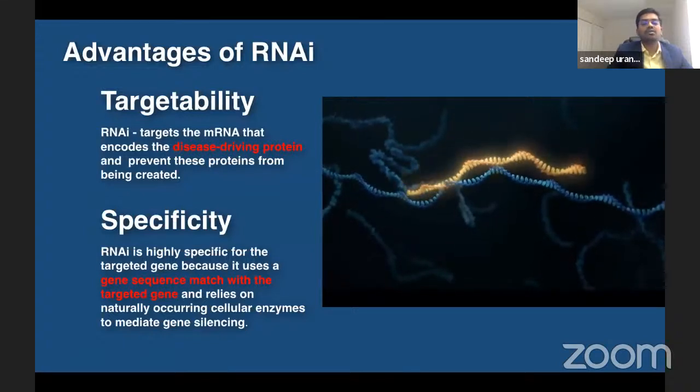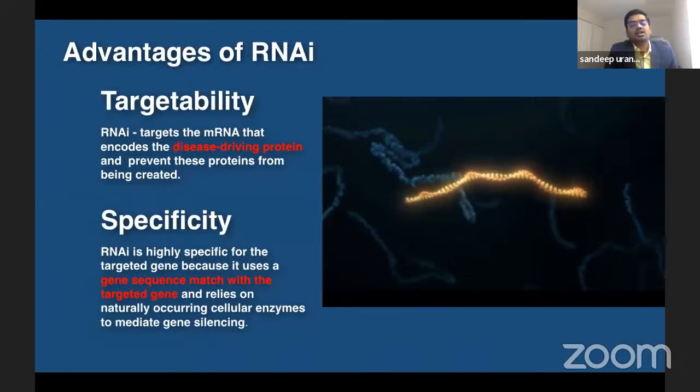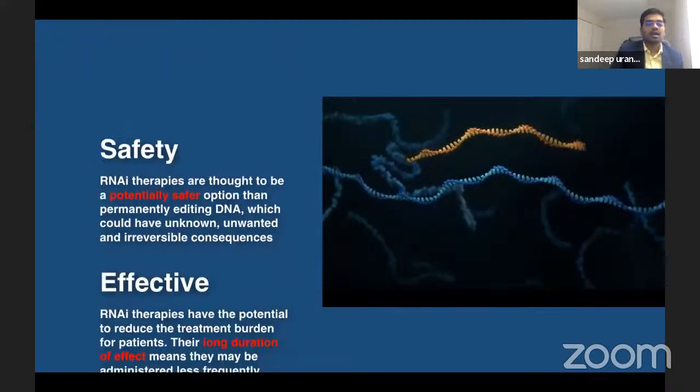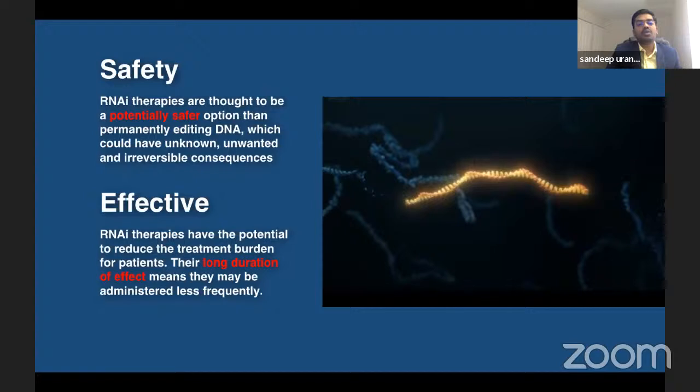Coming to the advantages of RNA interference technology, siRNA targets the mRNA that encodes the disease-driving proteins and prevents these proteins from being created. They are very specific to the target gene sequence and help in silencing these genes with the help of the RISC complex. They are also a potentially safer option than permanently editing the DNA, which could have unknown, unwanted, and irreversible consequences.